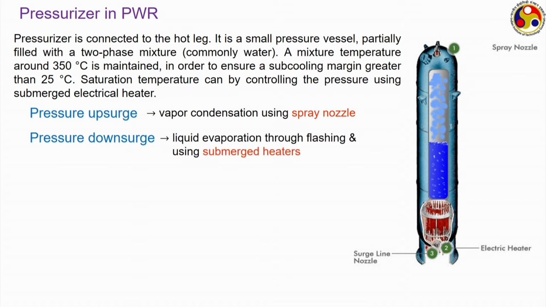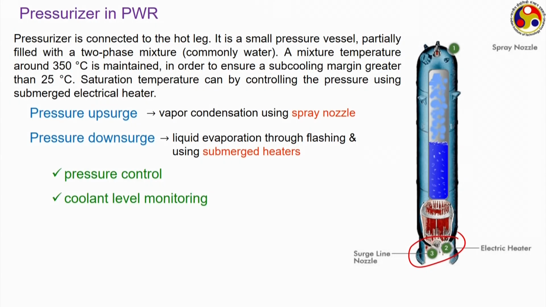If the flashing itself is not sufficient, then we may have submerged electrical heaters here. These electrical heaters also can get activated and heat up the liquid, thereby leading to some further evaporation of the droplets and getting the pressure level back to the original one. So, the pressurizer serves several purposes, and the first one is the pressure control. Like I have mentioned, both pressure upsurge and downsurge can be maintained.